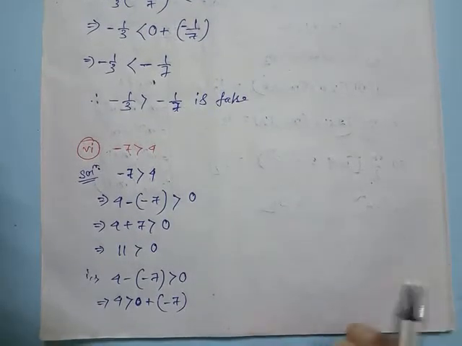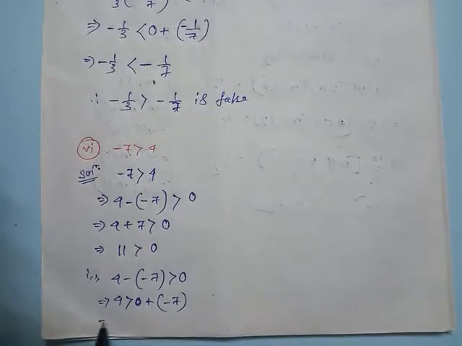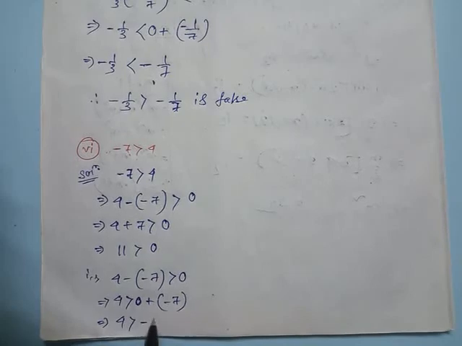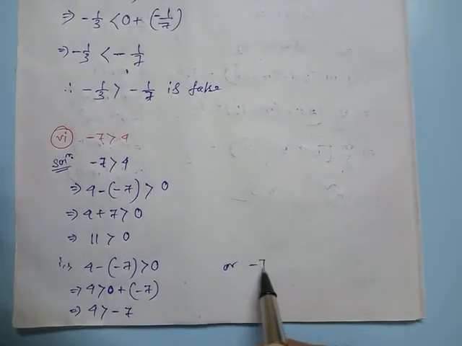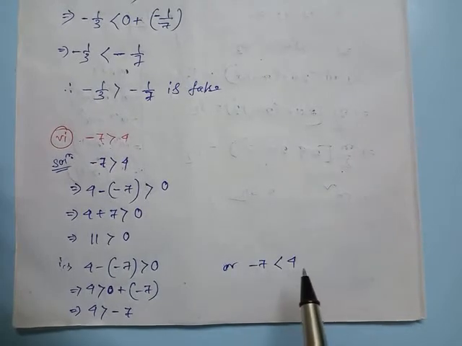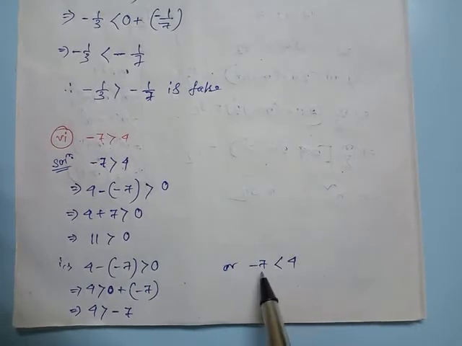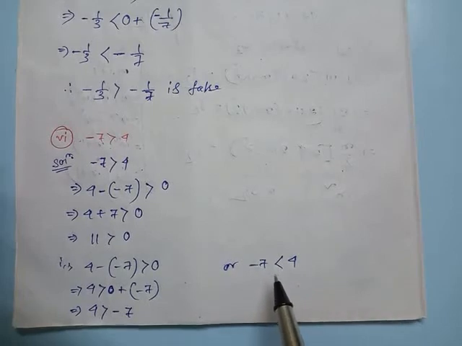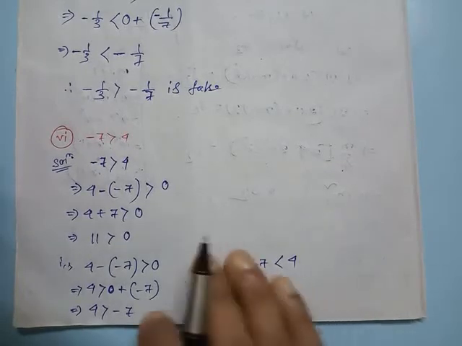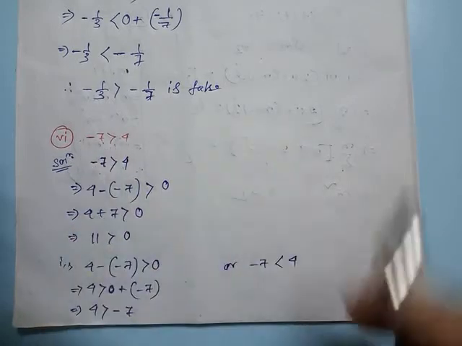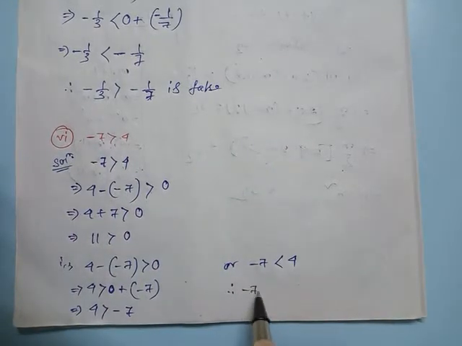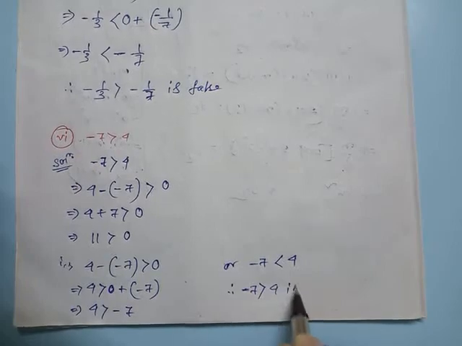Now just after that, what is the answer? The answer would be 4 bigger than minus 7, or we can write that minus 7 less than 4, which means minus 7 is a negative value, less than 4, it is true. But in the given question it is given that minus 7 bigger than 4, which means this is false. So I'll write here, therefore minus 7 bigger than 4 is false.